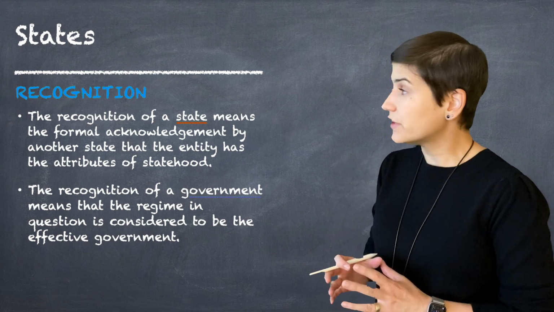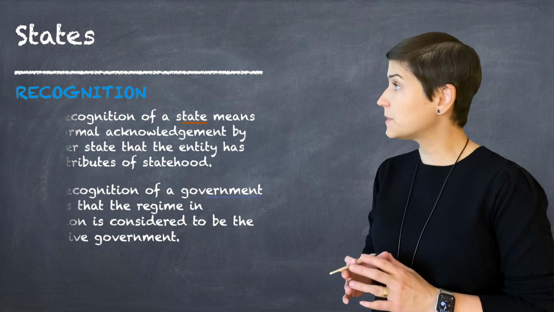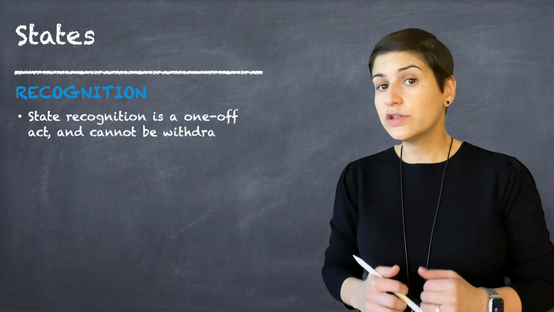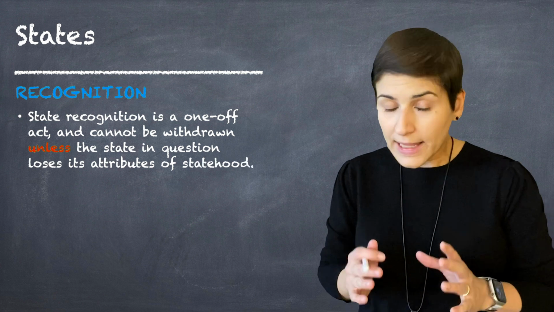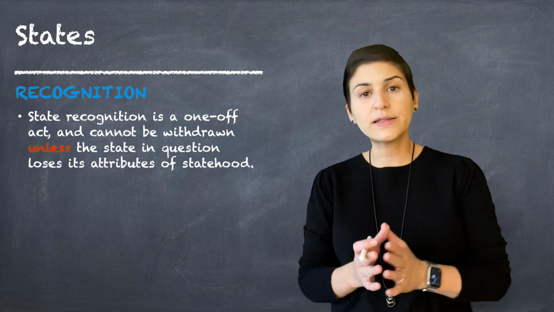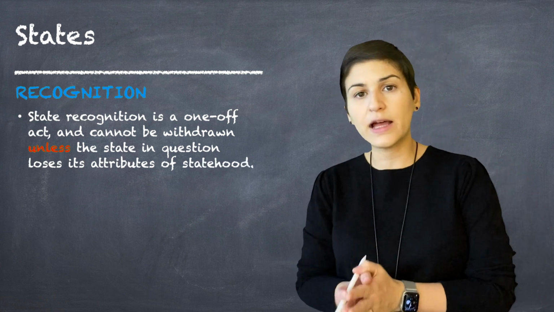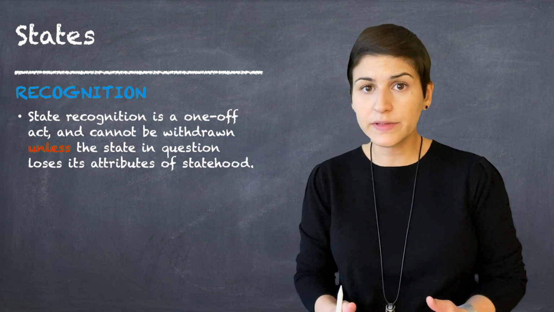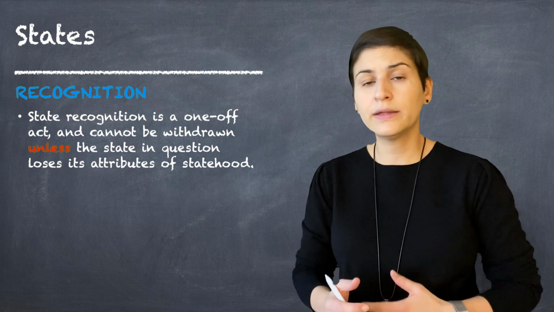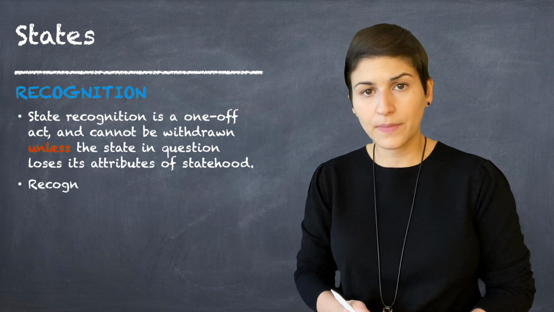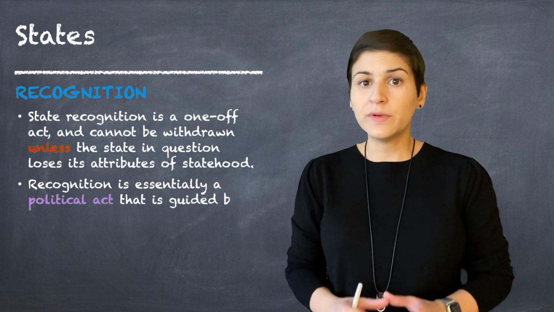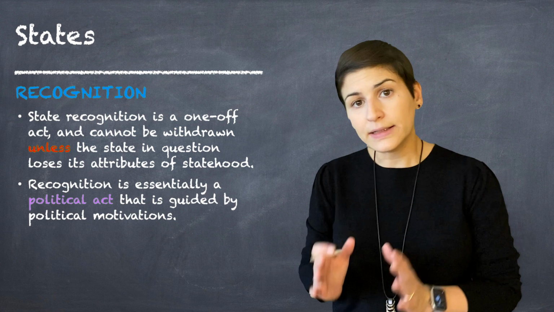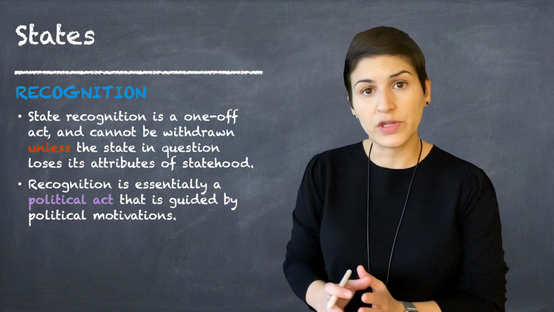In terms of the differences between state recognition and government recognition, state recognition is a one-off act and cannot be withdrawn unless the state in question loses its attributes of statehood. But when we talk about recognition of governments, this can be withdrawn and it can happen in different ways. In general terms, when we speak of recognition, it is essentially a political act that is guided by political motivations.